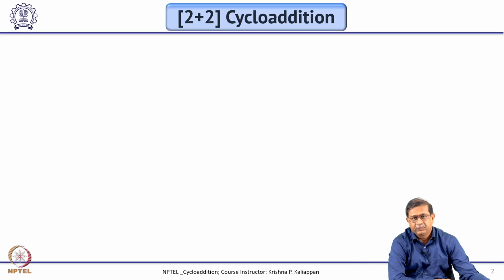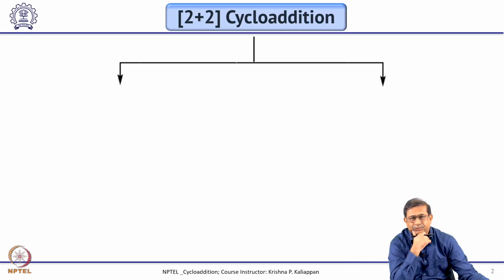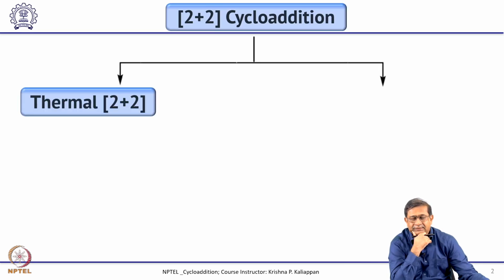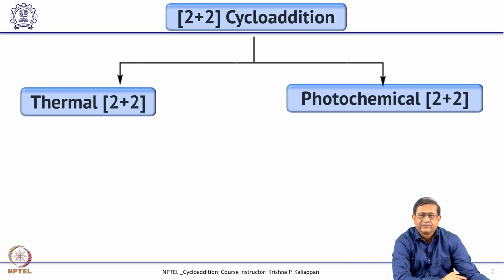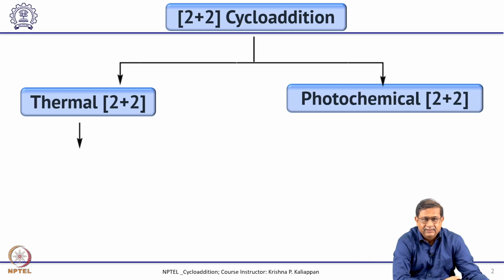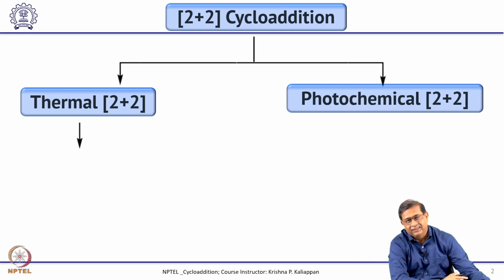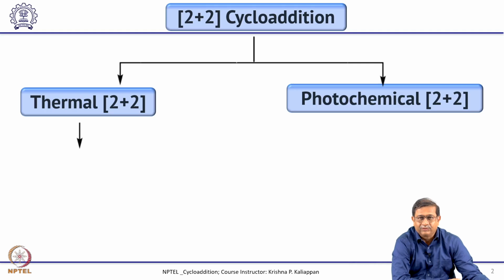So when we talk about 2+2 cycloaddition reaction, it is of 2 types. One can be done under thermal condition, which we call thermal 2+2 cycloaddition. The other can be done under photochemical condition, so it's called photochemical 2+2 cycloaddition reaction. Under thermal condition, not all alkenes can undergo 2+2 cycloaddition.